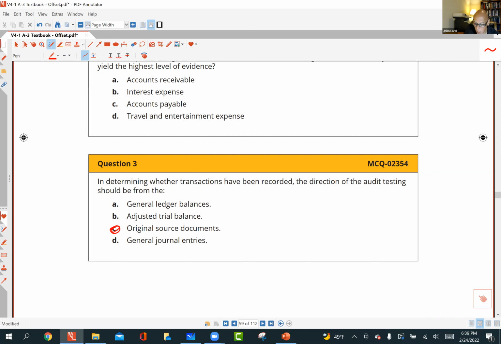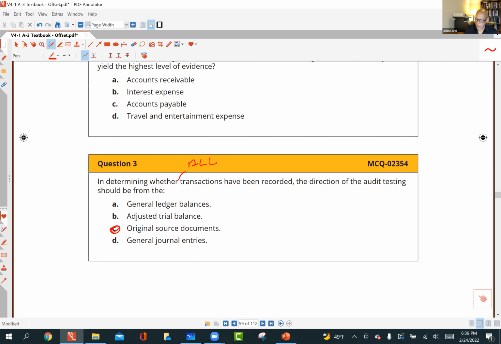Right? The only thing they left out was that if they said in determining if all transactions have been recorded, if they wanted to help you, they would have put the word all in there. Unfortunately, the examiners are not always there to help you. So they made it intentionally vague that they were talking about the completeness assertion. But once you crack that, this is an easy answer, right?